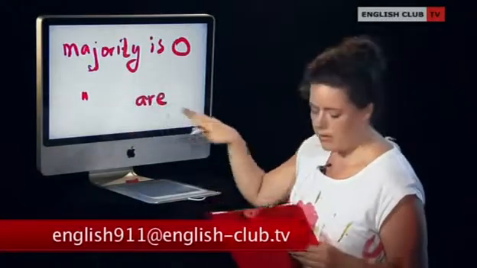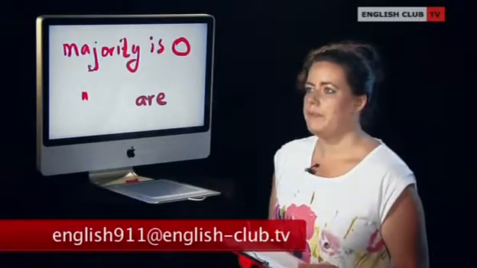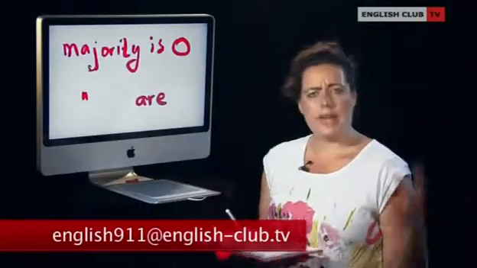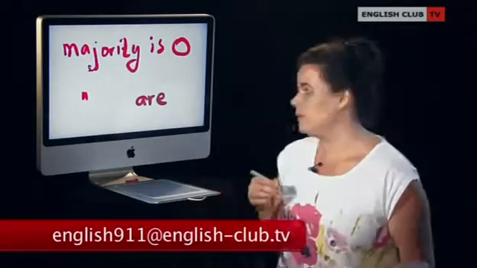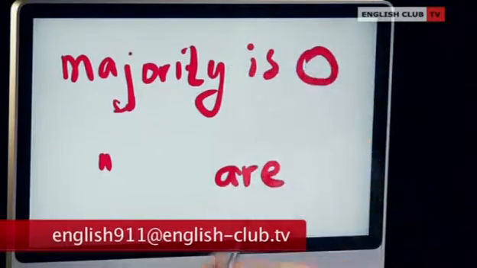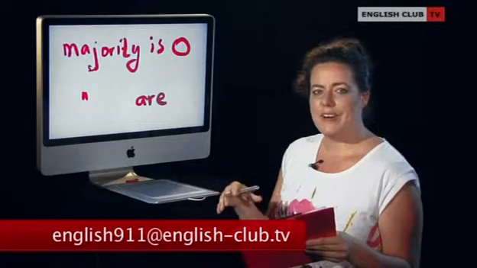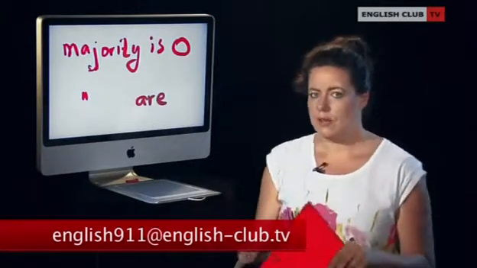However, majority are is when you are talking about a collection of individuals. For example, a majority of shoppers are likely to come to our store today, or any other collection of individuals. For example, the majority of people in a country, we would refer to them as are. So majority is is when you refer to a collective group. And majority are is when you refer to them as a collection of individuals altogether.